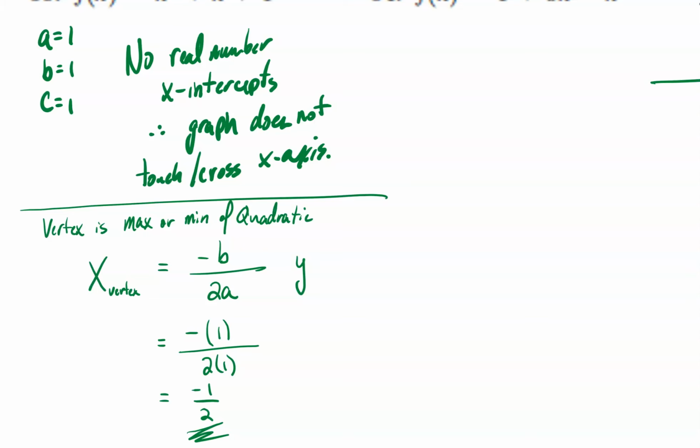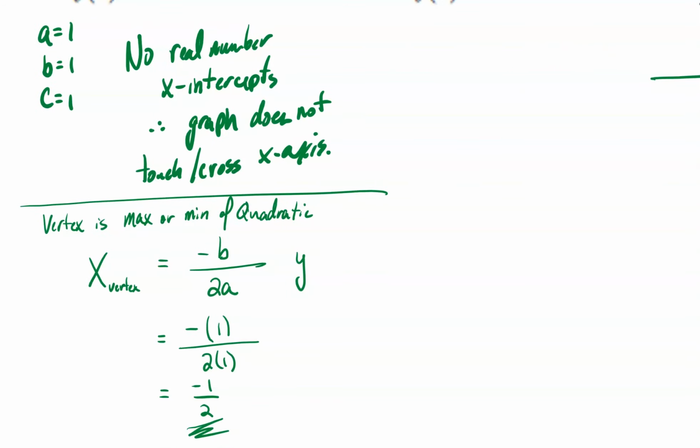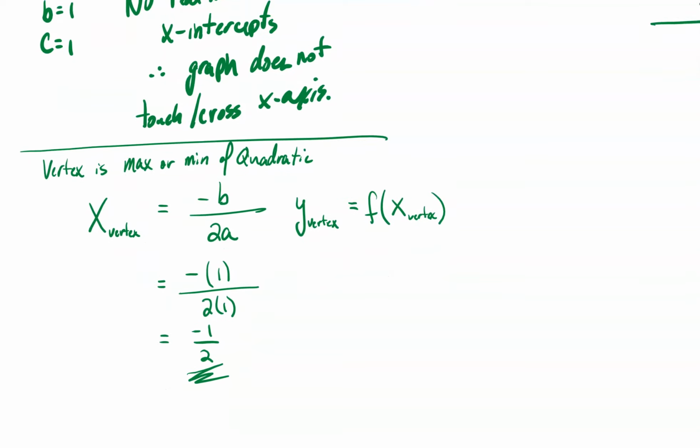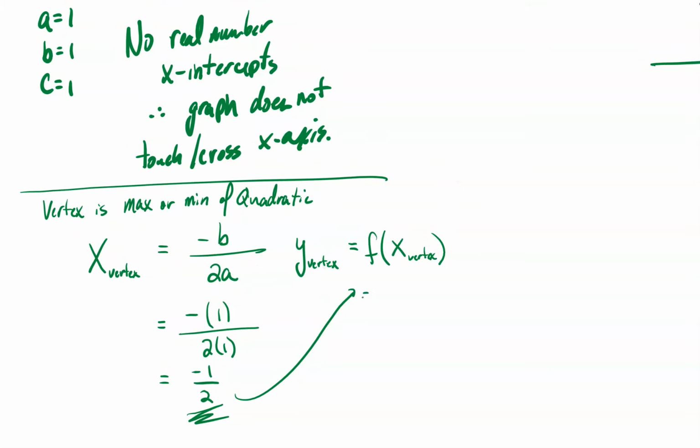Now that's all well and good, but we would like to know the actual coordinate. When we say the maximum or minimum value, we really are referencing the y-coordinate, so let's see if we can get that. Well, the y-coordinate of the vertex is simply equal to the function evaluated at the x-coordinate of the vertex. If I take this x value and plug it into the equation, which we know is equal to x squared plus x plus 1, we now have -1/2 for our x values. And if we substitute in, we can simplify and find the y-coordinate.